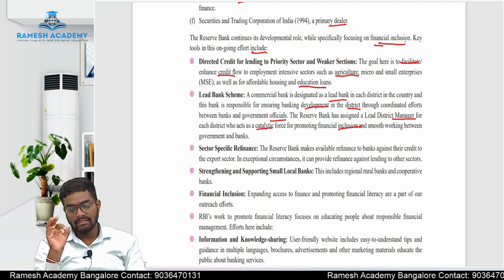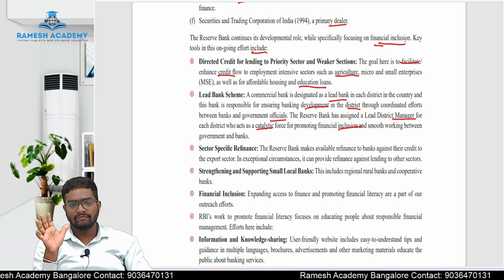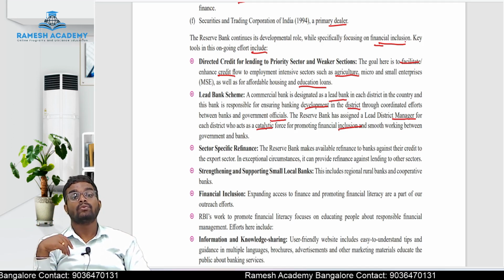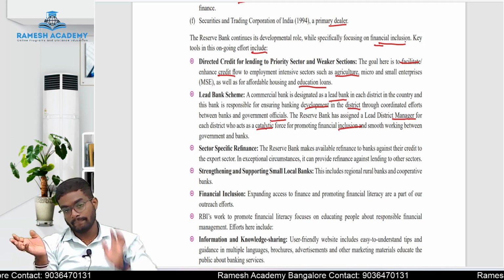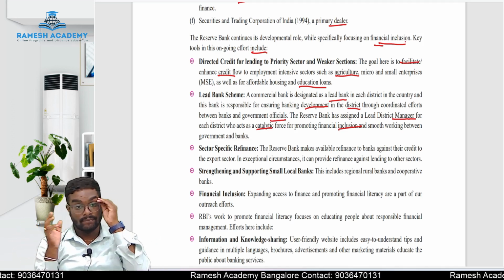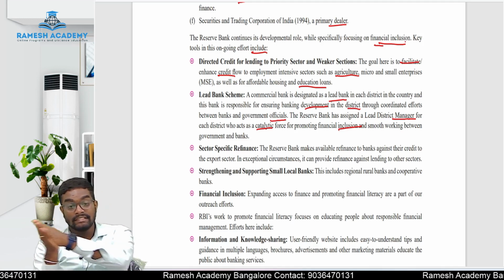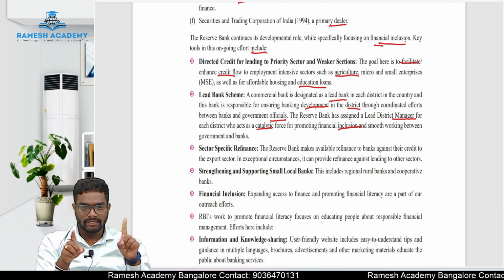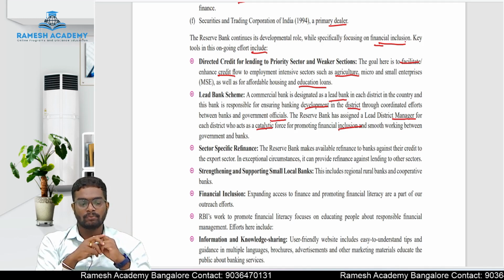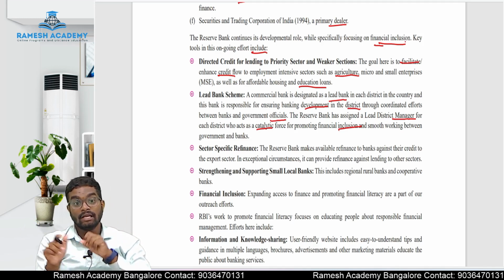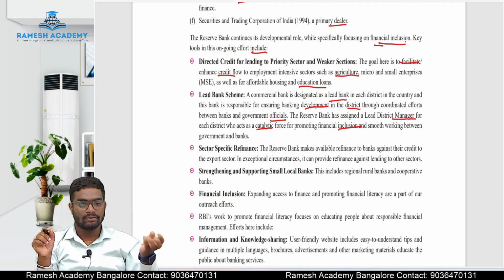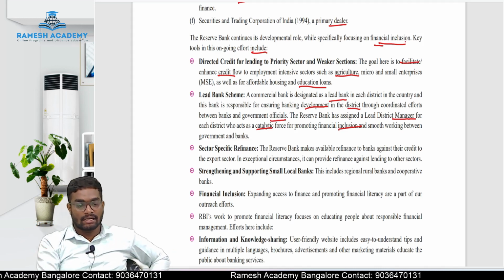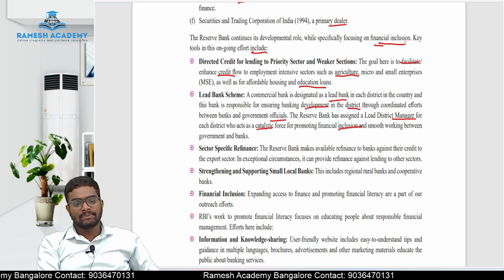What is this? There are many villages in India that do not have banking facilities. So in order to develop the banking business, RBI will establish at the district level one person who will coordinate with the banks and help in opening new bank accounts in the district where there are fewer accounts.